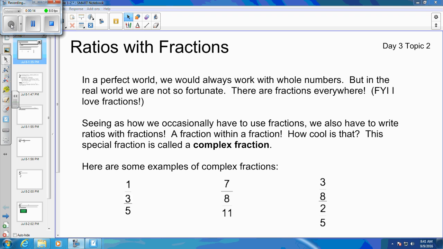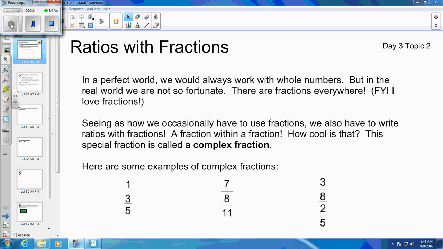There are fractions everywhere. Seeing as how we occasionally have to use fractions, we also have to write ratios with fractions. So a fraction within a fraction. Could life get any better? This special fraction is called a complex fraction. Easy to come up with because it looks very complex to deal with.